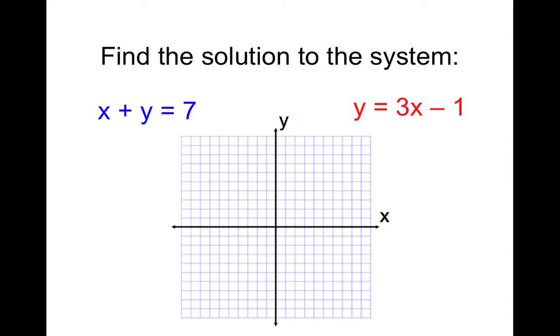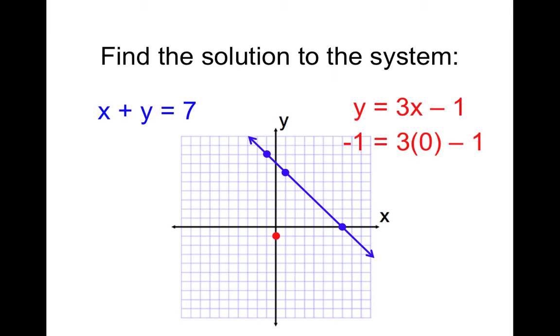Check it out. In the blue, if x is 1 and y is 6, I can plot that at 1, 6. If x is 7 and y is 0, I can plot that at 7, 0. If x is negative 1 and y is 8. In fact, any point x, y that lies along this line is going to make that equation true. Let's do the same thing with the red equation.